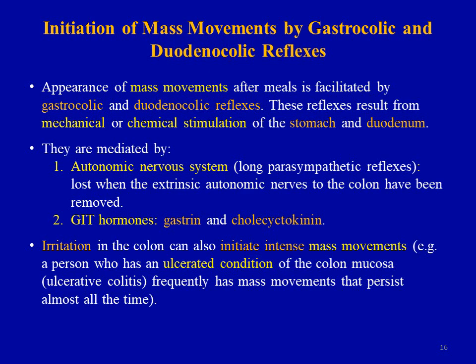Irritation in the colon can also initiate intense mass movements independent of these two reflexes. Example, a person who has an ulcerated condition of the colon mucosa, like in a condition called ulcerative colitis. This will lead to frequent mass movements that persist almost all the time. So the patient is having frequent pain and also diarrhea.